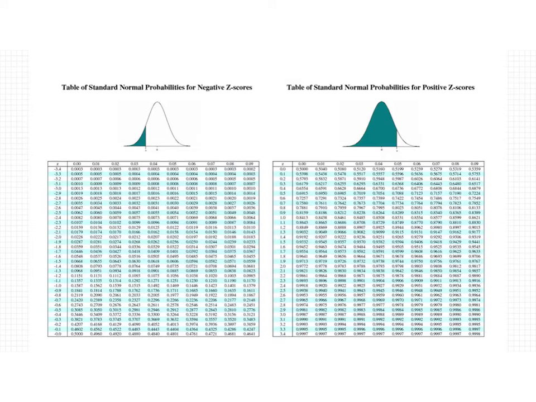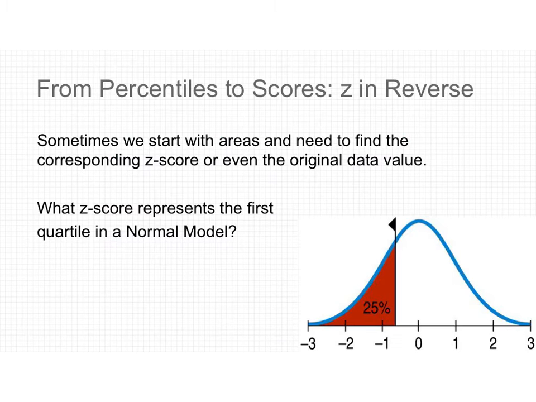All right, so we have our table, and we've also seen that we can use technology as well. Again, whatever you prefer. But now we're going to work backwards. We're going to go from our percentiles to our scores. So we're going to Z and reverse. Sometimes we start at the areas and need to find the corresponding Z score or even the original raw score with that. So as you look at this, what Z score represents the first quartile in normal mode?